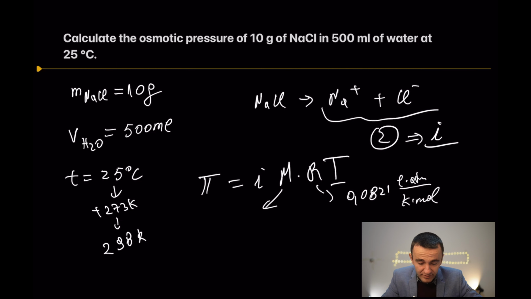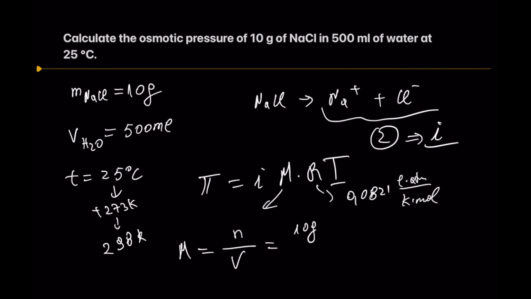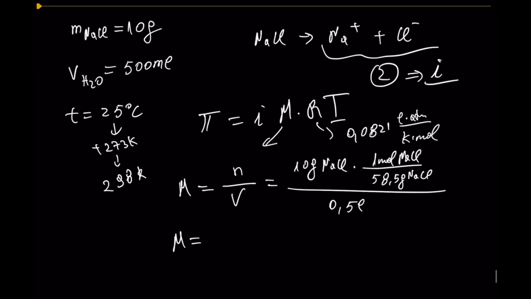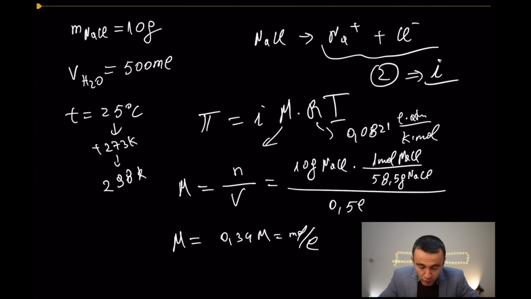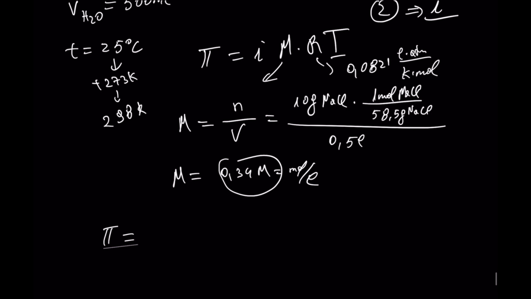What we need to find here? We need to find the molarity of the solution. So molarity is going to be equal what? Number of moles divided by the volume of the solution. In this case, what do we have? Number of moles is... so molarity is 0.35 mole per liter. From here we can find the osmotic pressure.